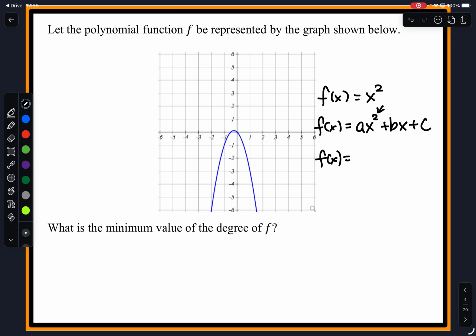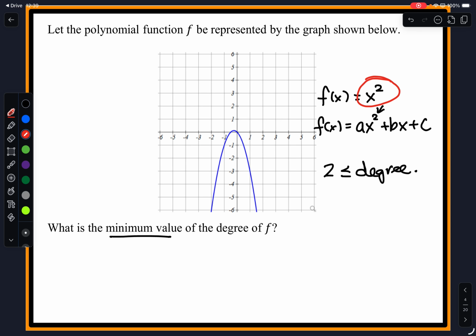So I know that, at least in terms of a minimum degree, the minimum degree has to be at least 2. So 2 would have to be the smallest number for what possible degree is going to create a function that looks like this. Now, another way of determining that, without knowing the shape of this and knowing the parent function, is by the number of turns.